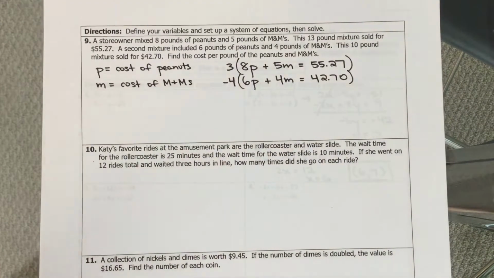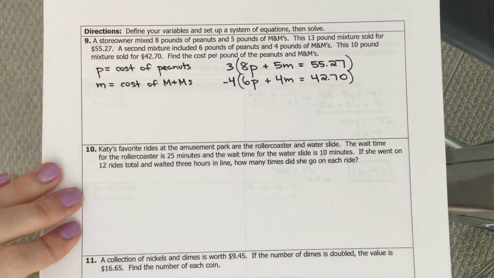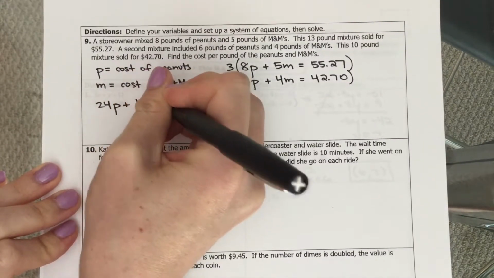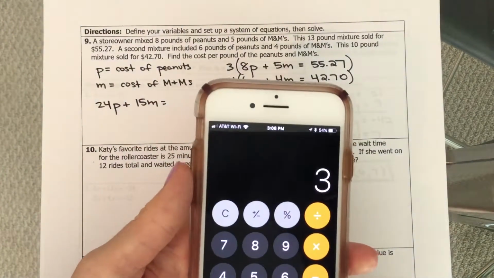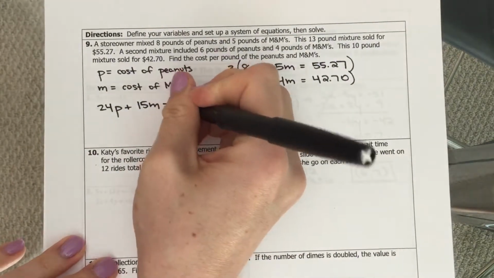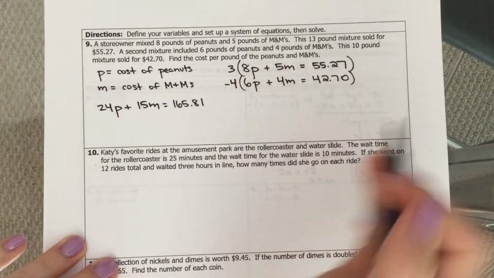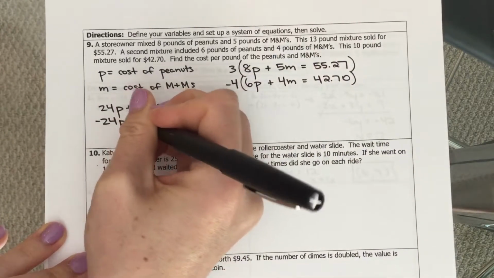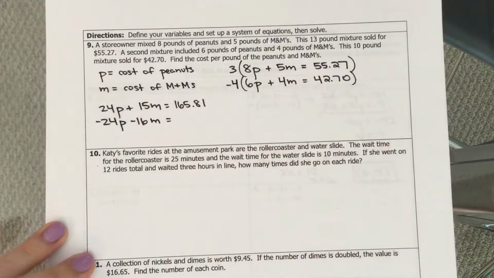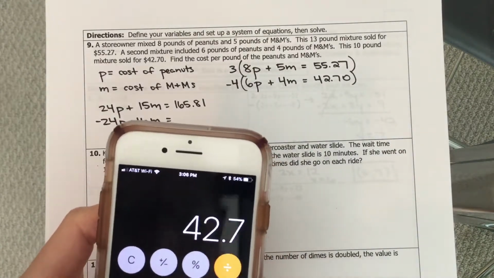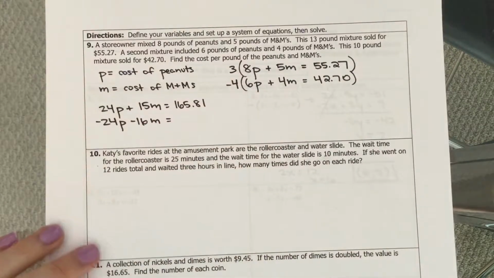So let's multiply through. Again, I'm going to pull up my calculator to make sure that we've got some nice values to look at. So let's line this up again. I'm going to move it down here. So this first one will be 24p plus 15m, and I'm just pulling up the calculator for these decimals. So 3 times 55.27 is 165.81. And then this one, multiply everything through by a negative 4. So I have negative 24p. This will be a negative 16m equals, and then I'm going to multiply this by a negative 4. So negative 4 times 42.70, that is negative 170.80.